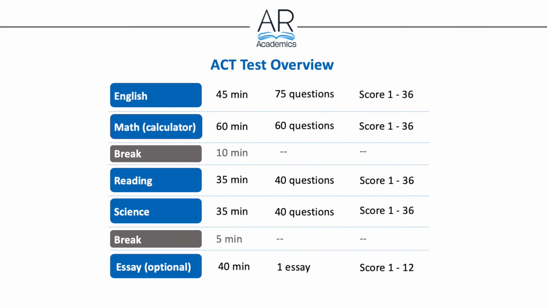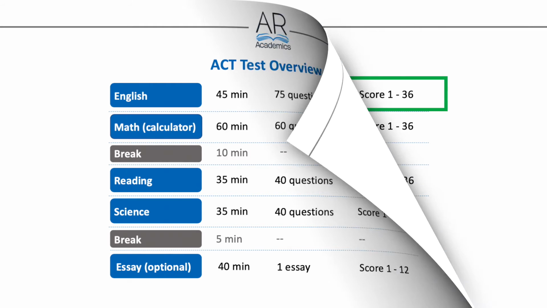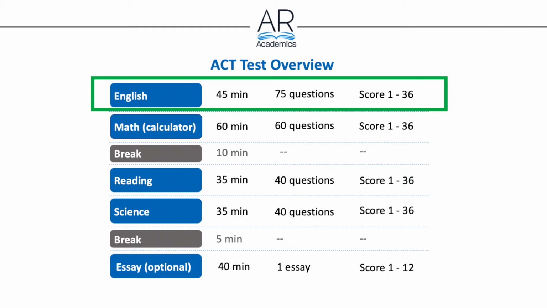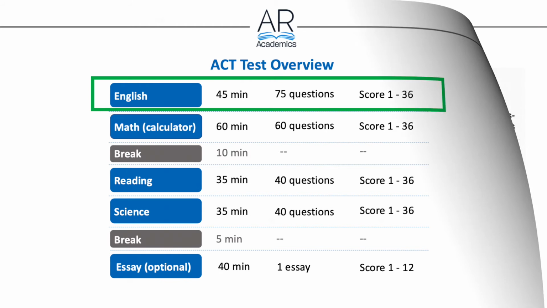Okay, let's dive into the English section. The English section is 45 minutes for 75 questions. And for this section, you pretend that your friend has given you his or her English essay and needs your help with some editing. Let's take a look at the directions.